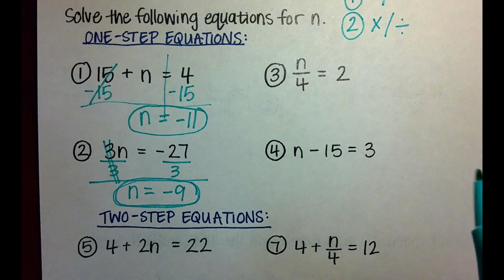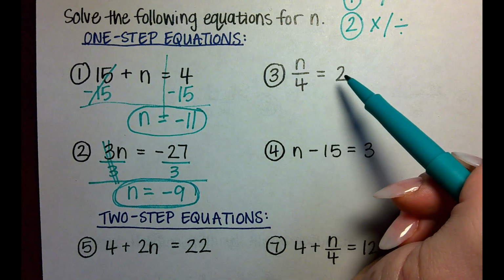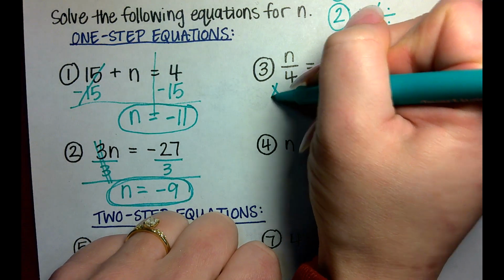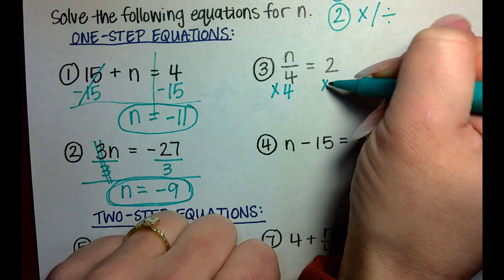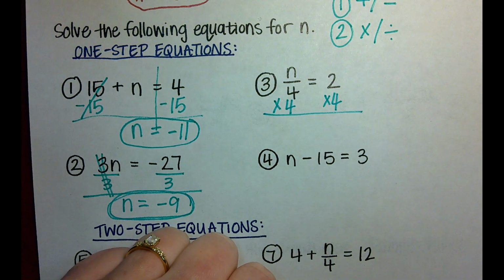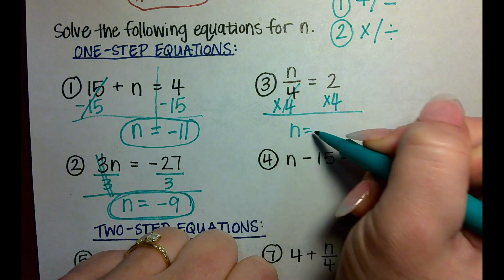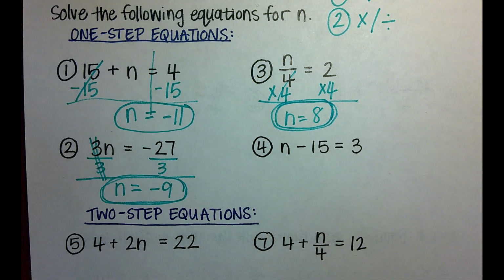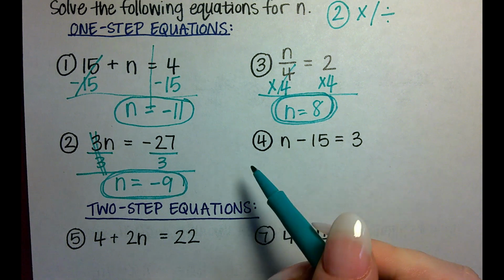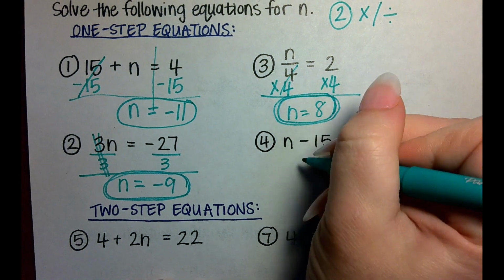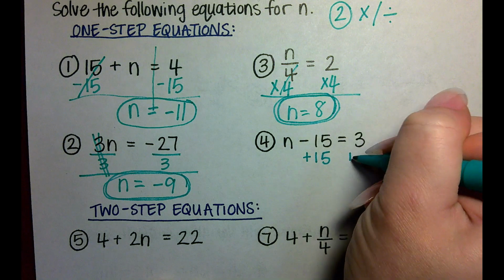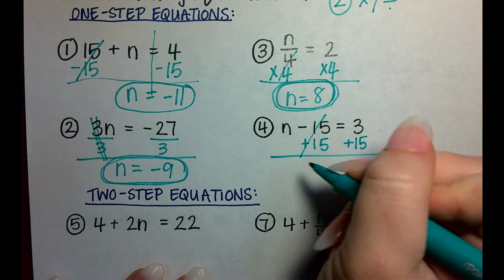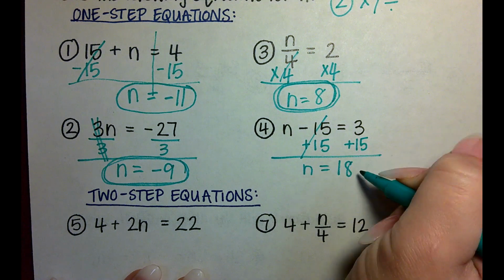Okay, number 3, I have n over 4 equals 2. You gotta multiply 4 on each side. Yes, this means n divided by 4. To get rid of division, we multiply by 4 on both sides. N equals 8. Perfect. Very good. And number 4, add 15 to each side. Good. My 15s will cancel. N equals 18. Good deal.